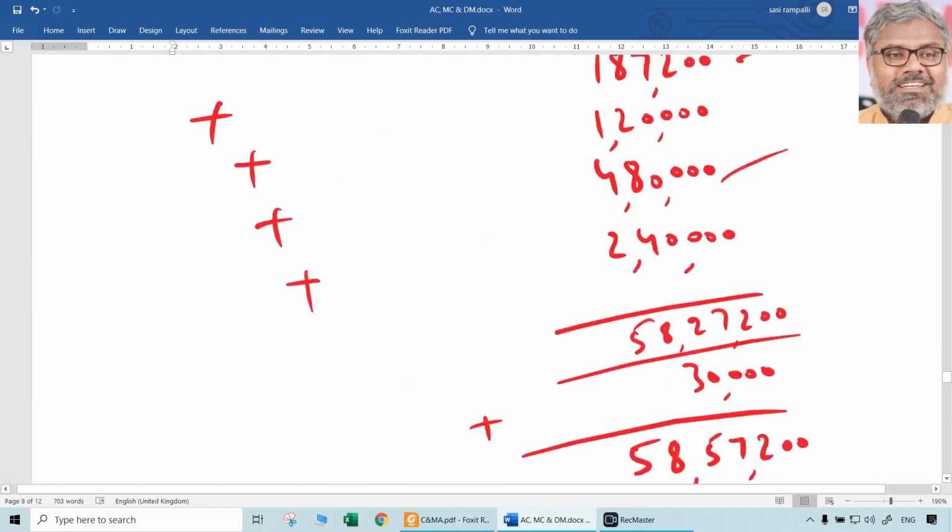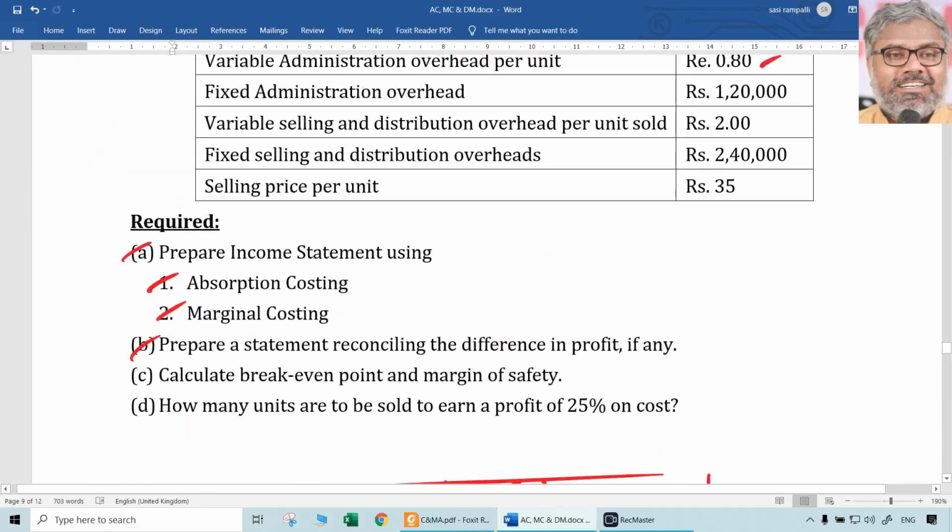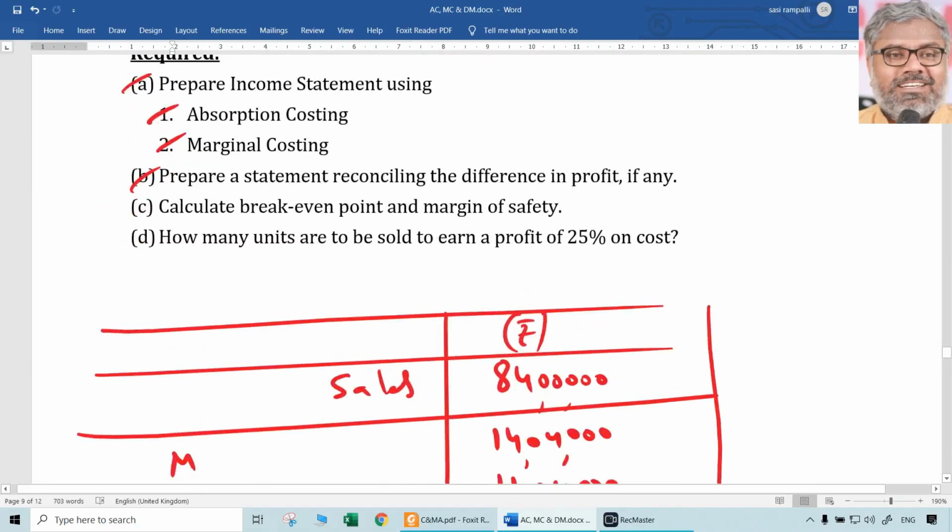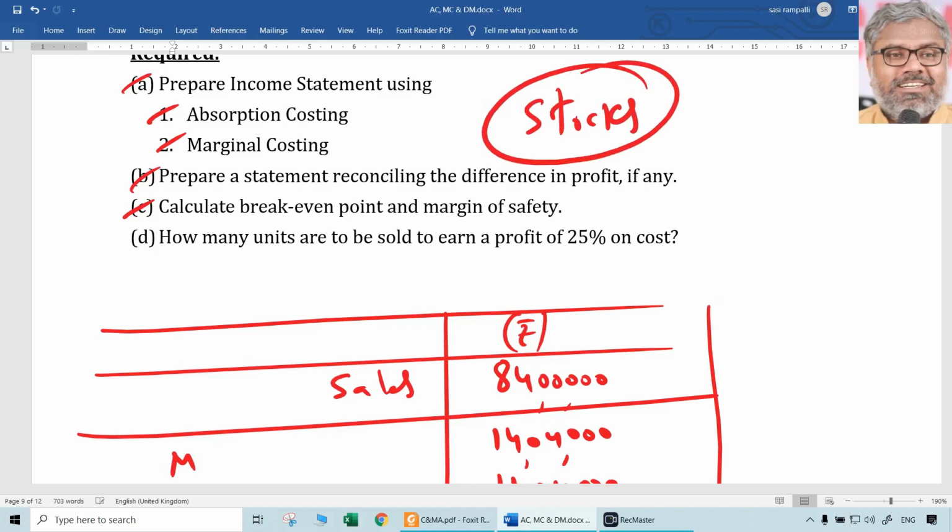That is how these absorption costing and marginal costing statements of profit have to be prepared, and the difference has to be calculated, and always the difference is only one. There are no multiple differences, only one. What is that? Stocks. Imagine if there are no stocks, no difference. Imagine if the stocks are the same, opening stock and closing stock are the same, still there is no difference.